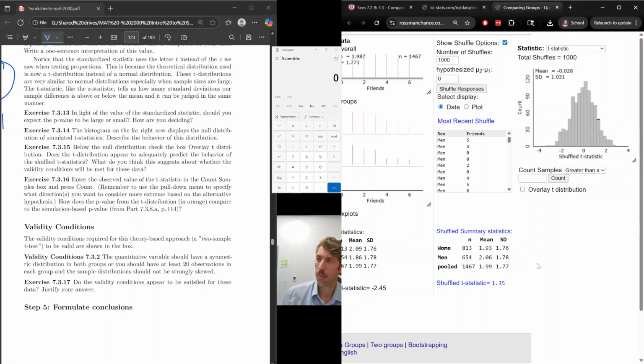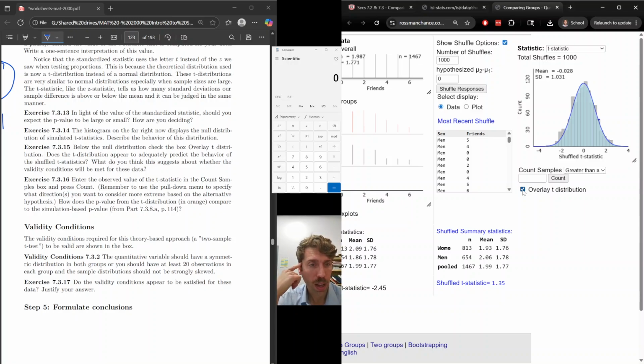and then a number that tells you how stretched out it is. Okay. Below the null distribution, check the box overlay t-distribution. So it's not going to work for me because you actually have to put in a number before you do that. Well, actually it does work. Okay, sorry. It's just sometimes a little slow.